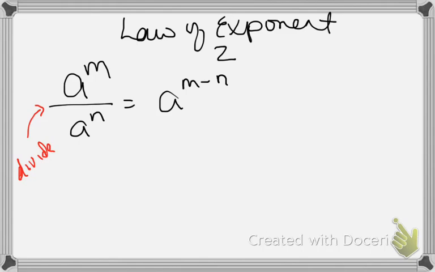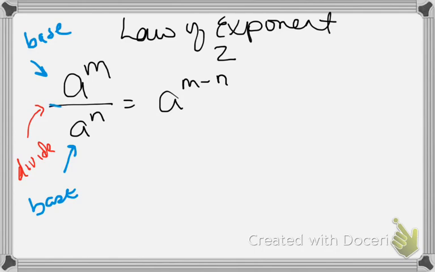The first thing I want to look at is my bases. Are my bases the same? They are. So when you're dividing exponents with the same base, you subtract the exponents this time. Think of the opposite. It's the opposite of multiplying. When you're multiplying, you add the exponents. When you're dividing exponents, you're subtracting. The opposite of multiply is divide, the opposite of add is subtract.